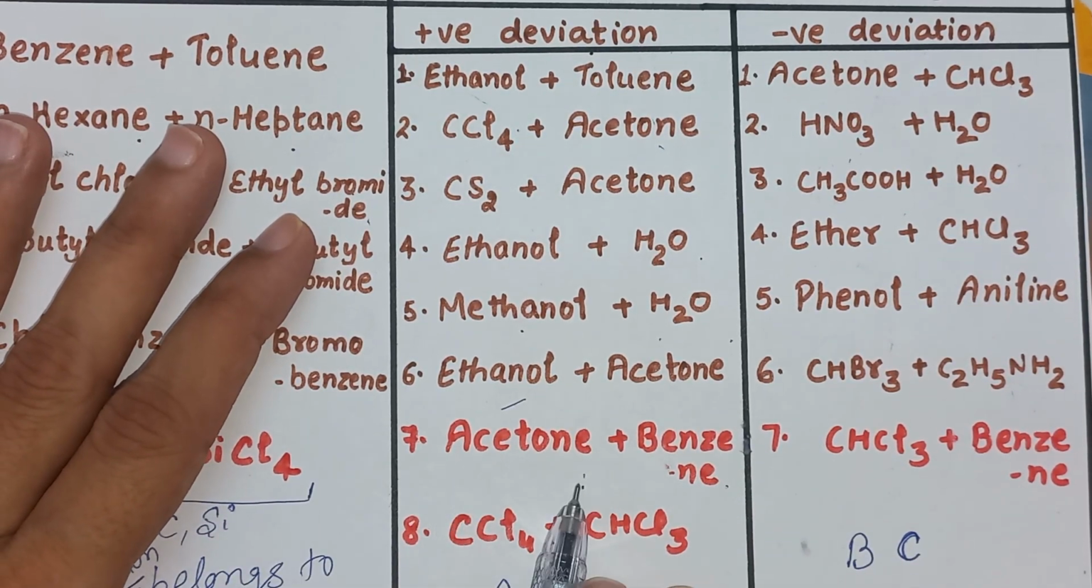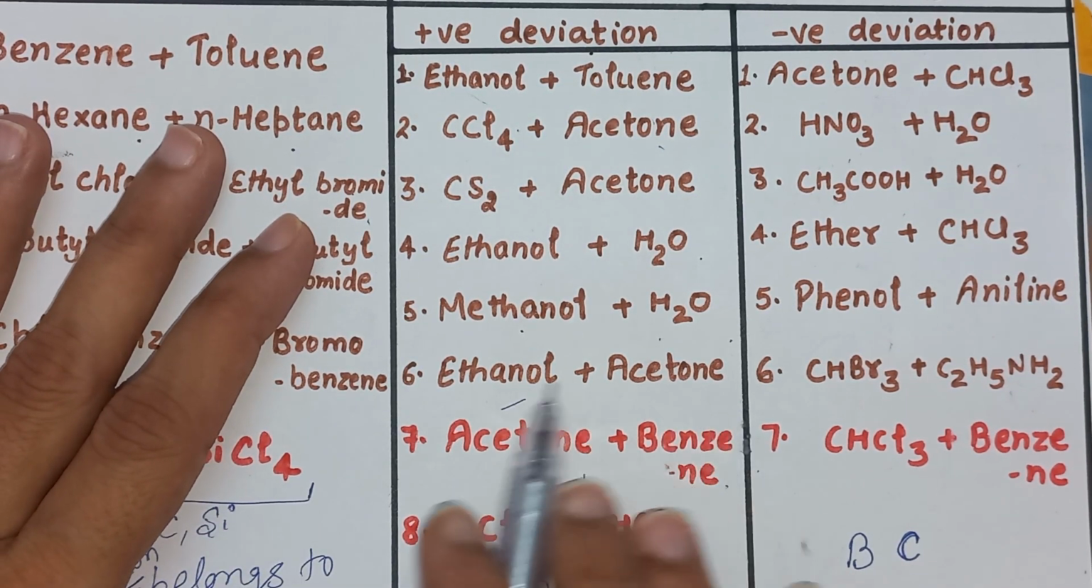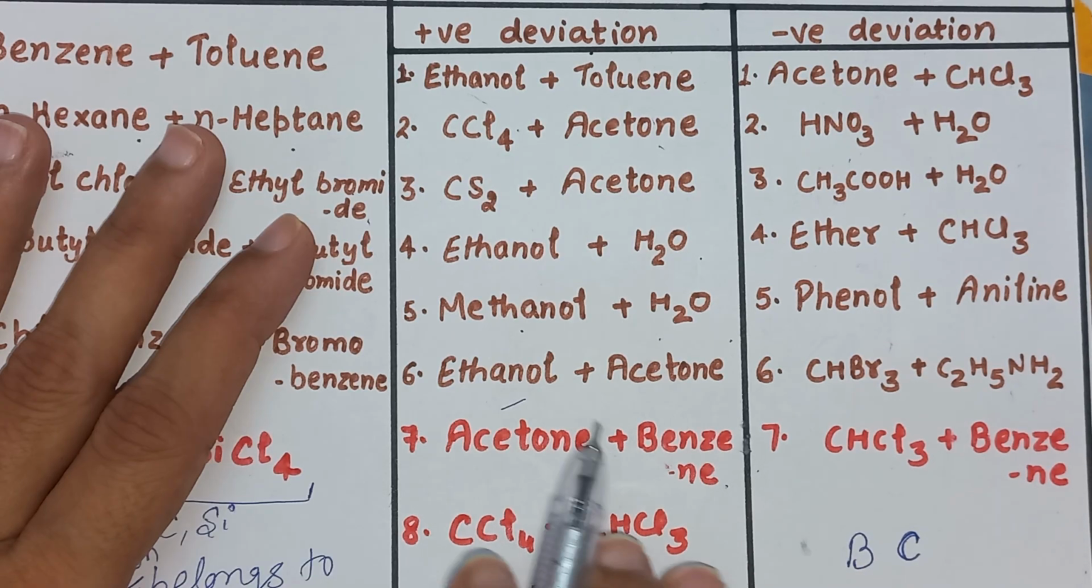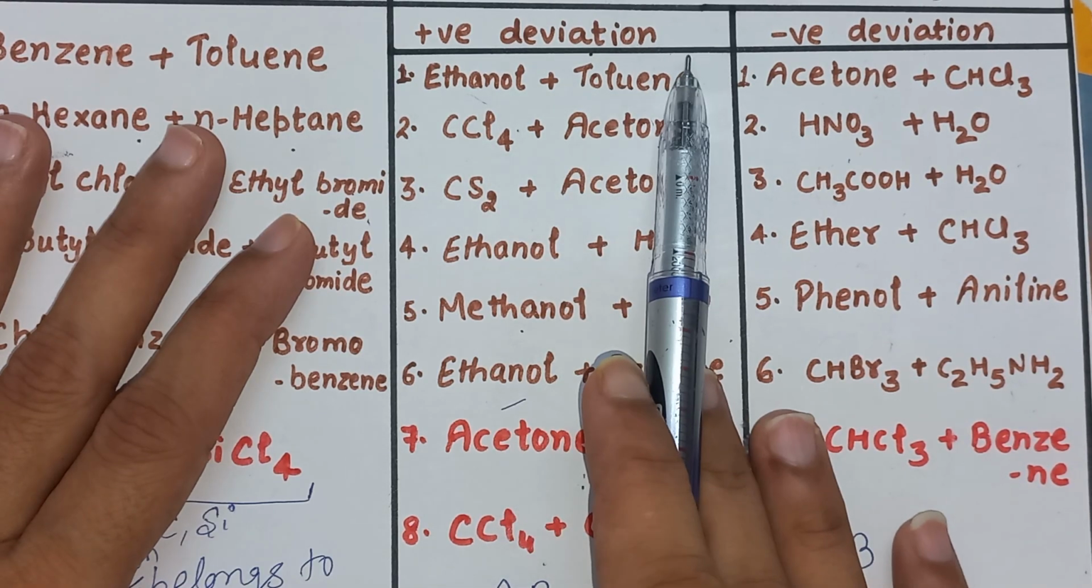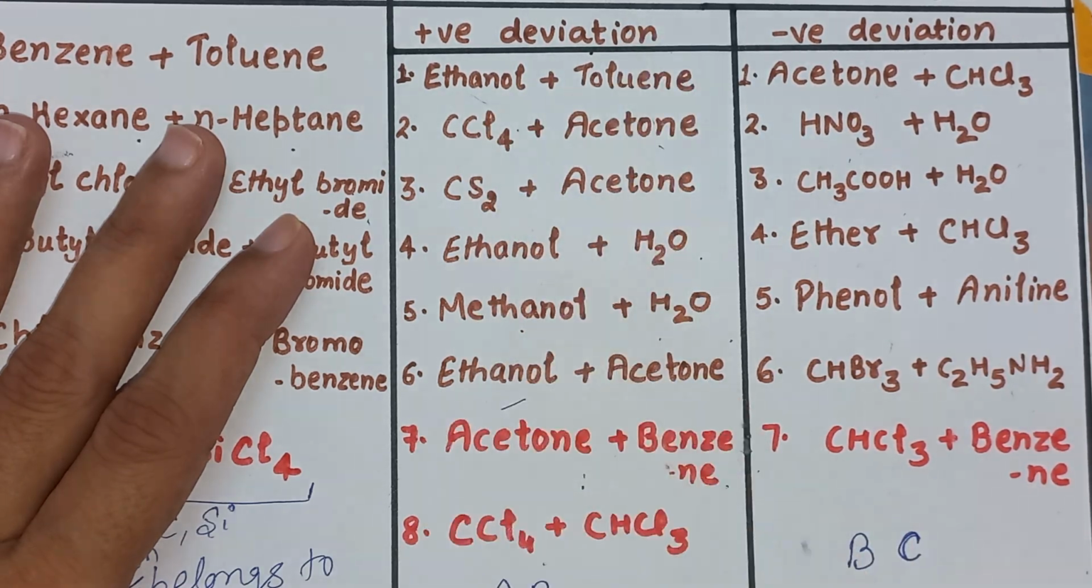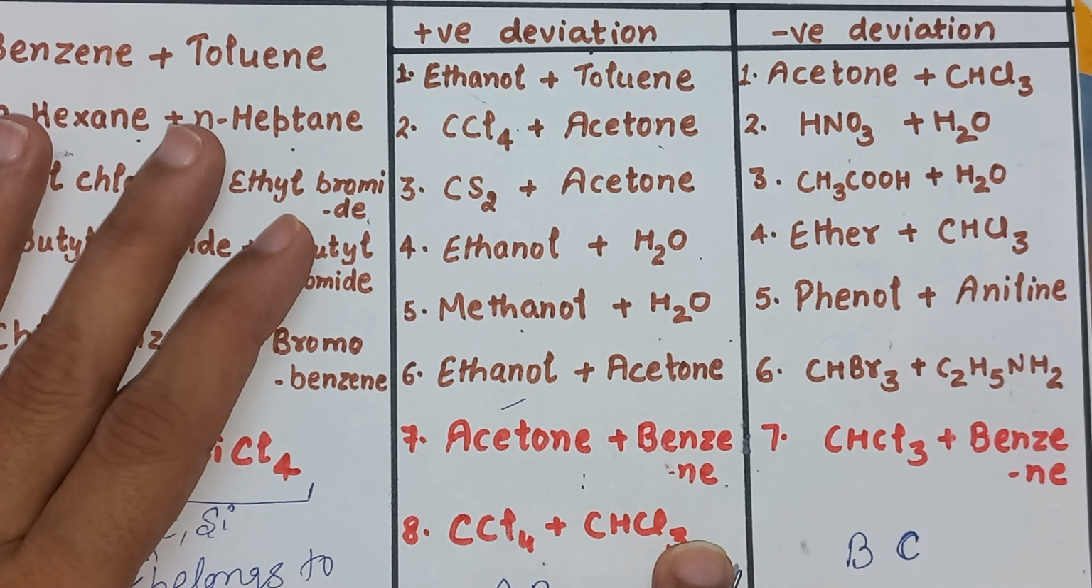First one is the acetone plus benzene combination that belongs to the non-ideal solution, shows the positive deviation. And we have the carbon tetrachloride plus chloroform. This is also an example of the non-ideal solution, shows the positive deviation.